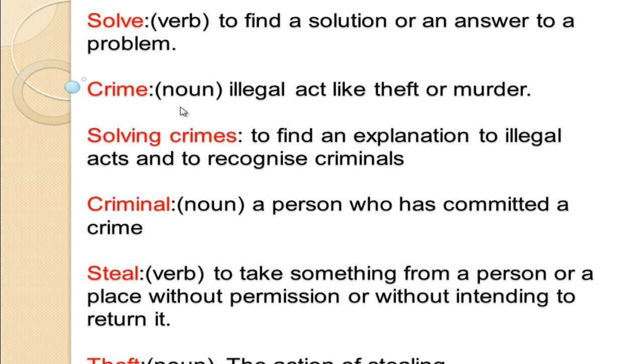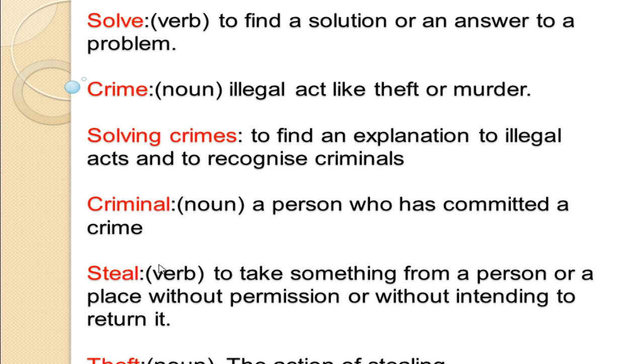Crime. Crime is a noun. It's an illegal act like theft, murder, pickpocketing, robbery, burglary. Okay, this is called the crime. So crime is the action. Solving crimes, the 2 words together, means to find an explanation to illegal acts and to recognize criminals. Who are criminals? Okay, a criminal is a person who has committed a crime. So crime is illegal acts, and the person who commits this illegal act is called the criminal.